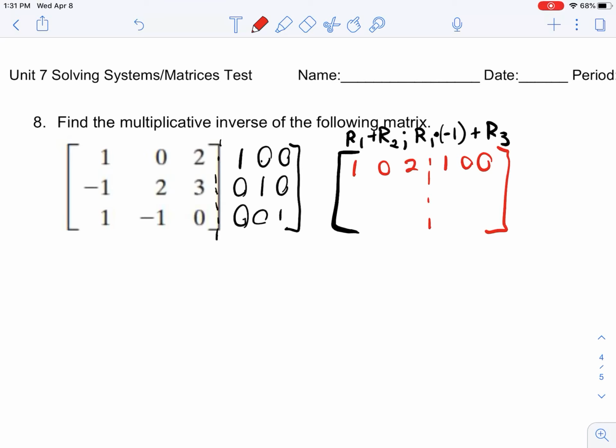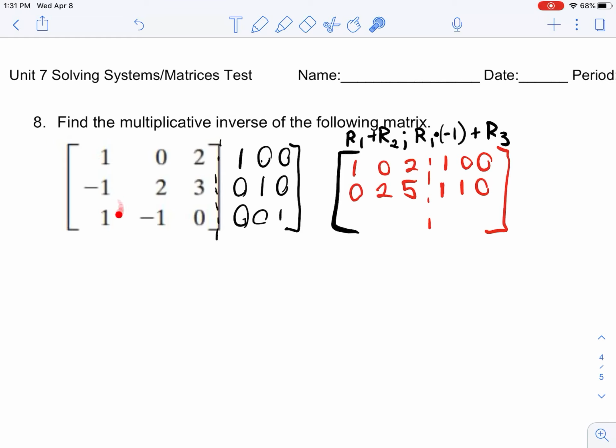So 1 minus 1 is 0. 0 plus 2 is 2. 2 plus 3 is 5. 1 plus 0 is 1. 0 plus 1 is 1. 0 plus 0 is 0. Okay.